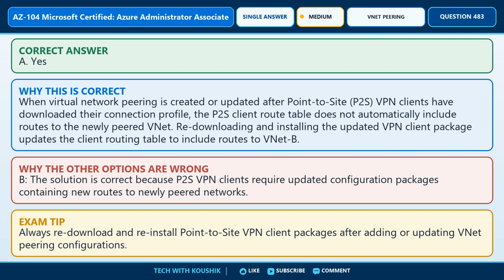The incorrect choices fail for the following reasons. B. The solution is correct because P2S VPN clients require updated configuration packages containing new routes to newly peered networks. Remember this distinction for the exam. Always re-download and reinstall point-to-site VPN client packages after adding or updating VNet peering configurations.